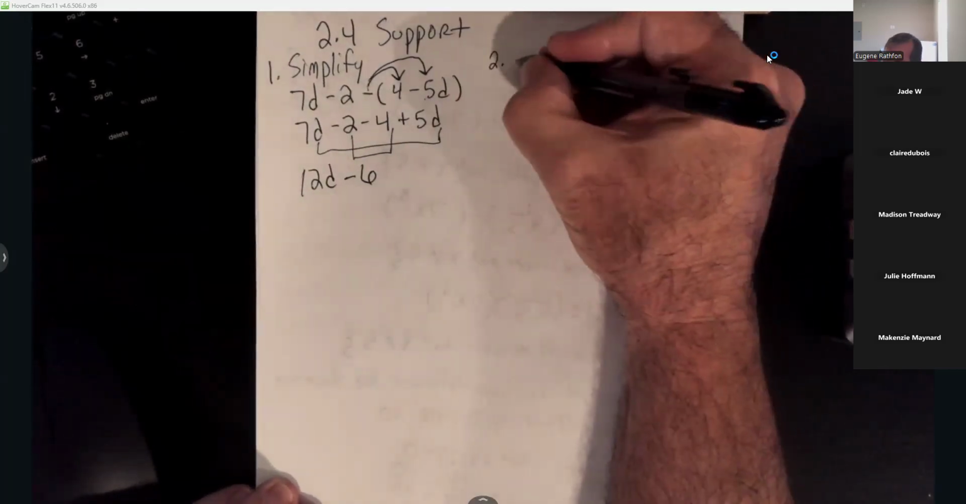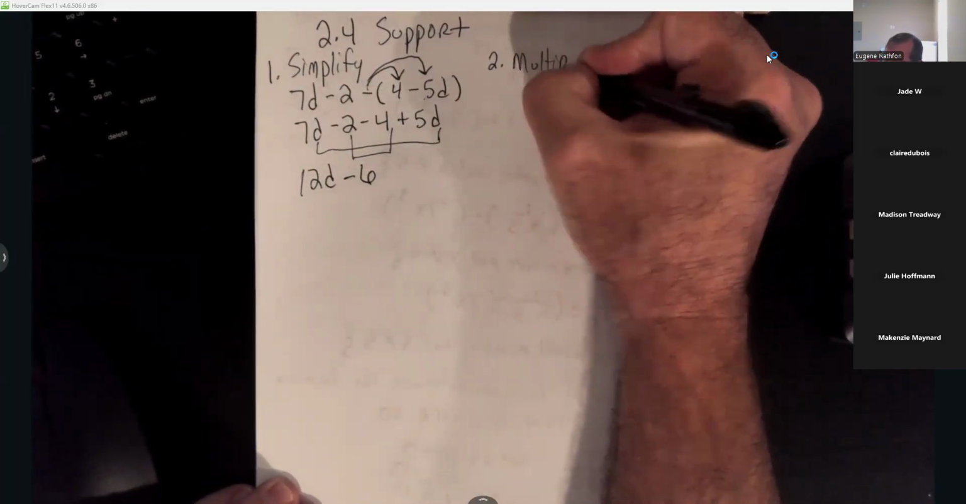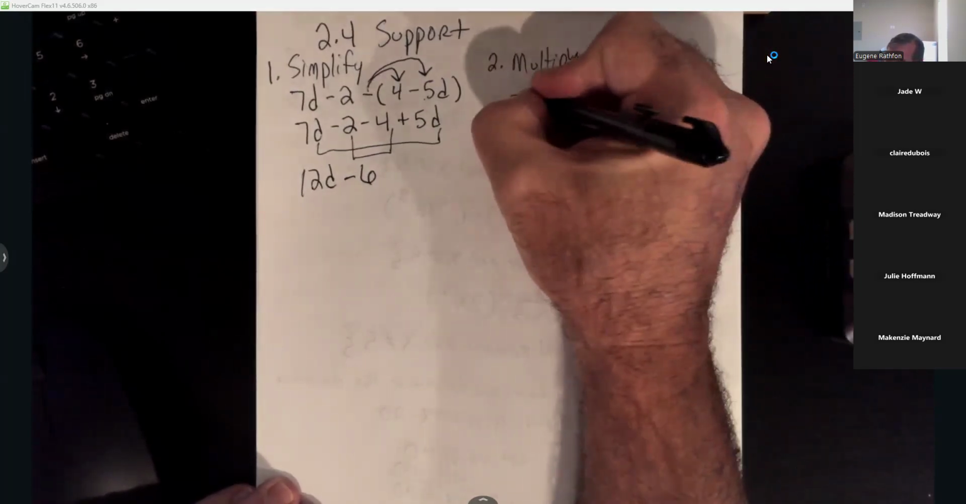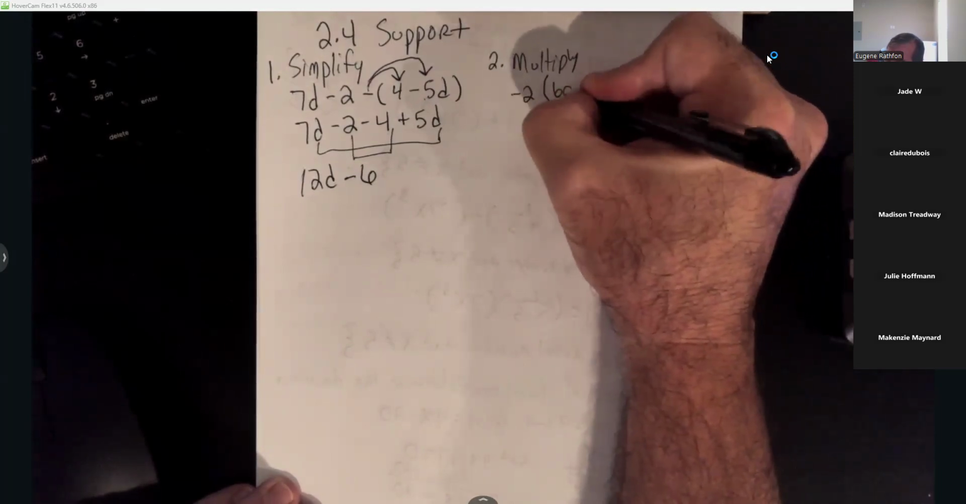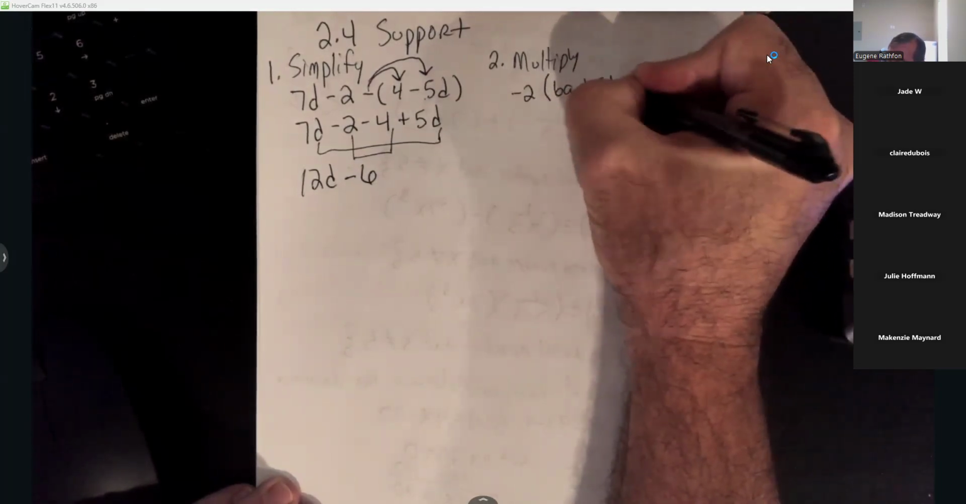All right, number 2 says multiply. So they got a negative 2 times 6a plus 5b.